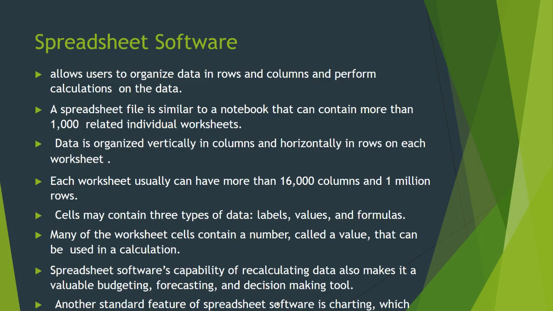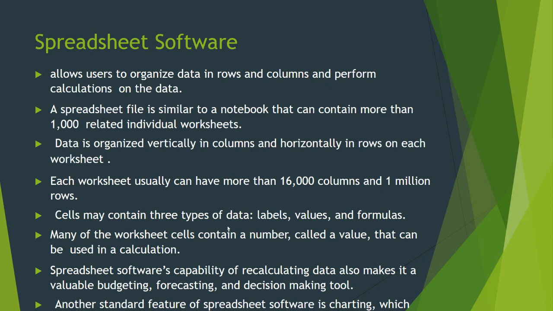Now let's talk about spreadsheet software. These are things we use in our day-to-day life nowadays. It allows users to organize data in rows and columns and perform calculations. A spreadsheet file is similar to a notebook that can contain more than 1,000 related individual worksheets. Data is organized vertically in columns and horizontally in rows. Each worksheet usually has more than 1,600 columns and 1 million rows.